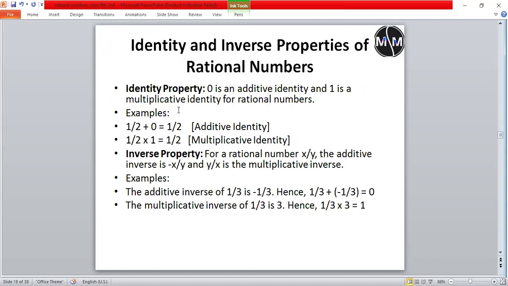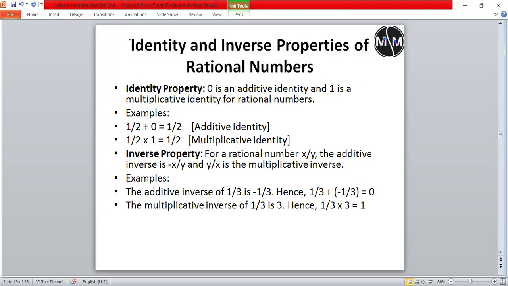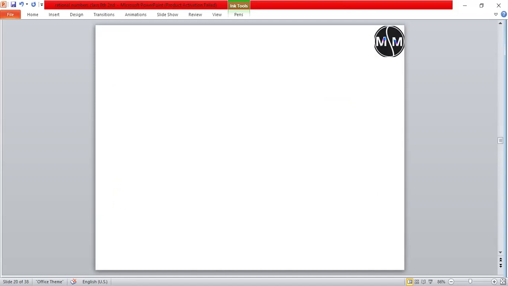We'll go up to next, identity and inverse property of rational number. We have to remember two numbers, 1 and 0. 0 is the additive identity, and 1 is the multiplicative identity. What does it mean? Identity means there is no change on applying them into the operation.